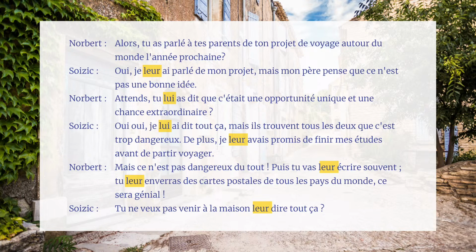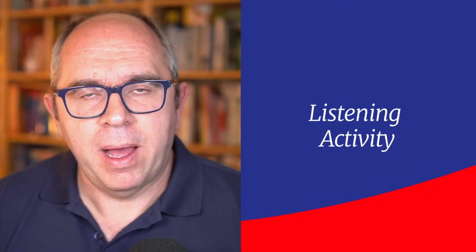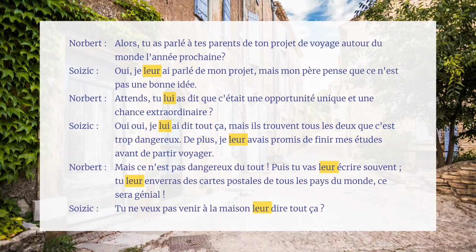Soisig responds, "Oui, je leur ai parlé de mon projet." So, I have spoken to them about my plan. Soisig could have said, "Oui, j'ai parlé à mes parents," but we've mentioned the parents already. We don't need to repeat them. That's why we can say "to them" rather than "to my parents." Je leur ai parlé de mon projet. I've spoken to them about my plan.